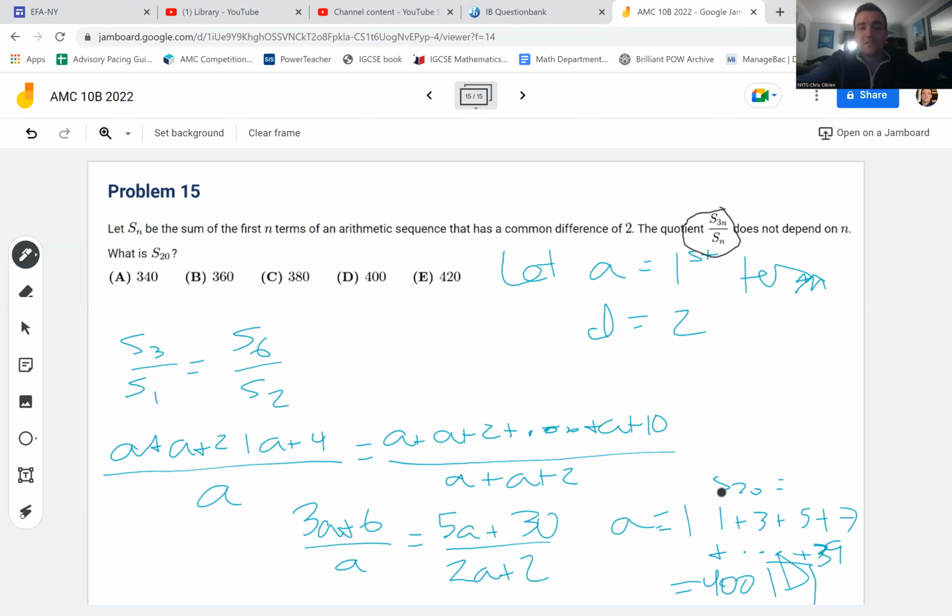Therefore, S sub 20 is the sum of the first 20 odd integers: 1 plus 3 plus 5 plus 7 plus ... up to 39.